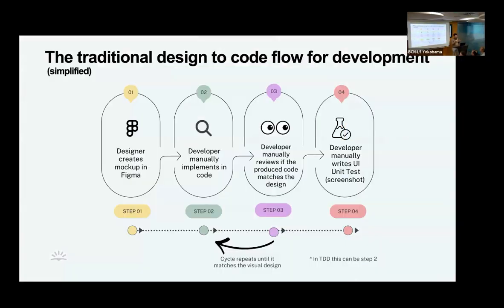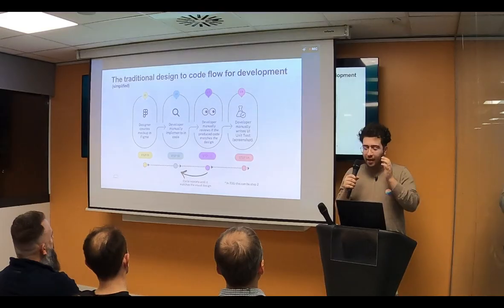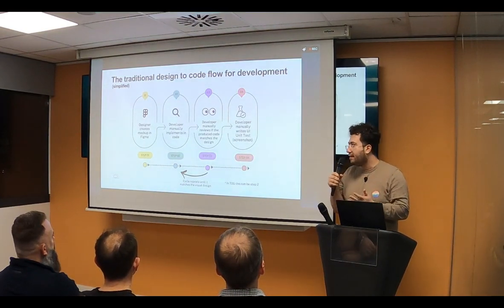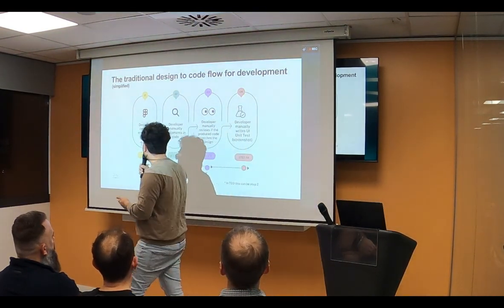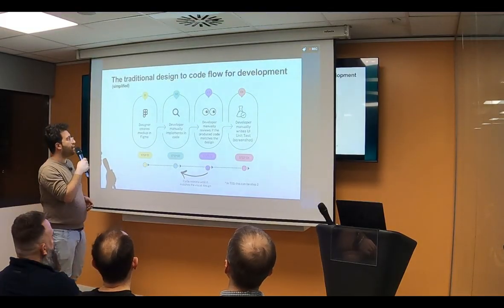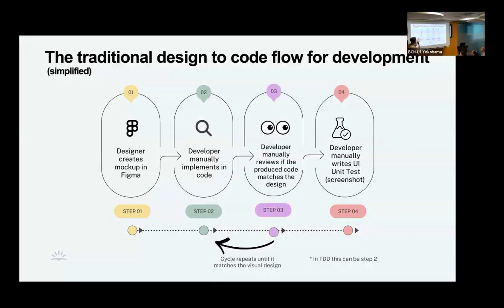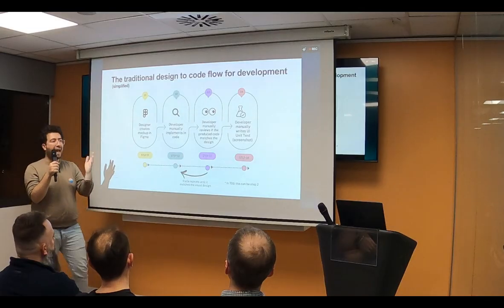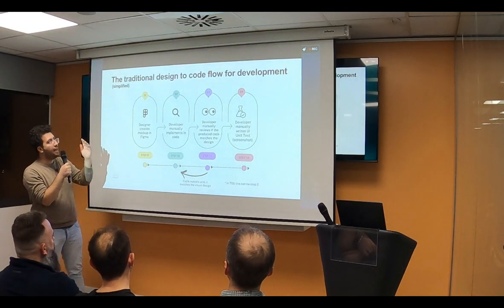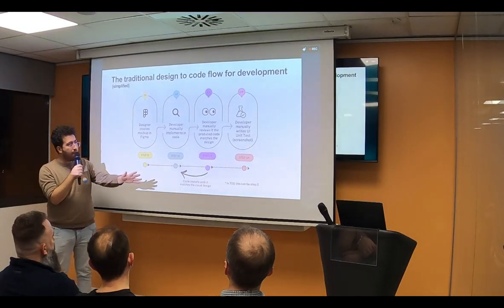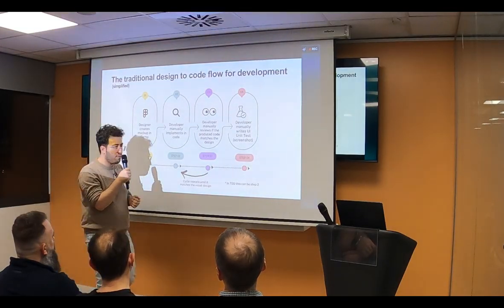But the main part that we were working on recently was the design to code workflow, right? So this is what we have for design to code. We have some design, mock-ups coming in Figma, which is the software that we use. Then it comes to the developer, who manually implements the code. Then the developer needs to review the produced code and match it with the design, to see that it is similar to what we expect. And finally, we write some UI tests or snapshot tests for that. Step 4 can come earlier if you use TDD.